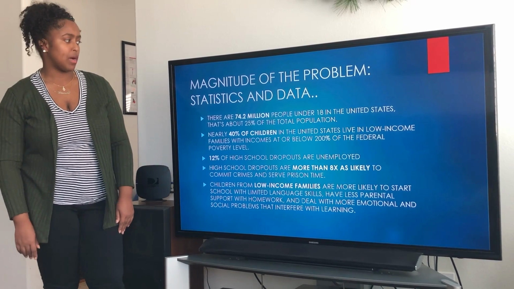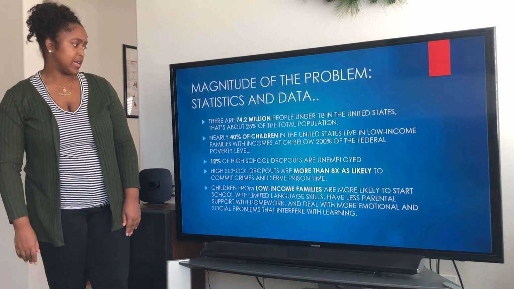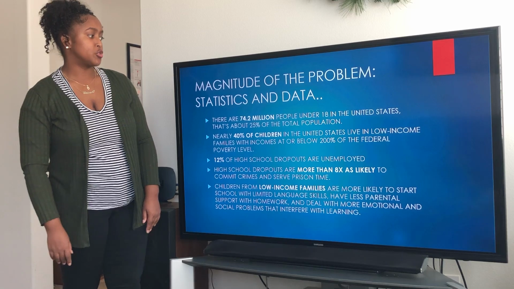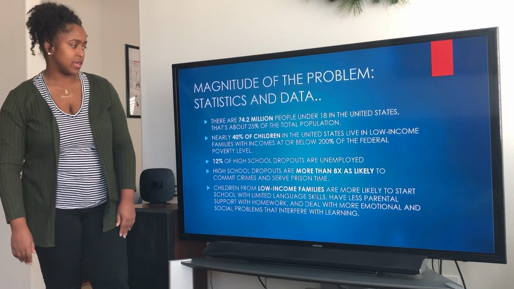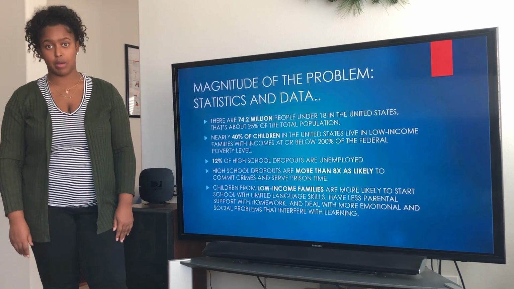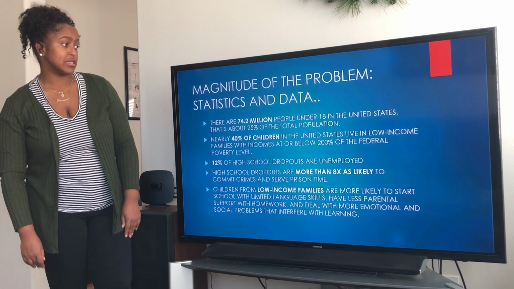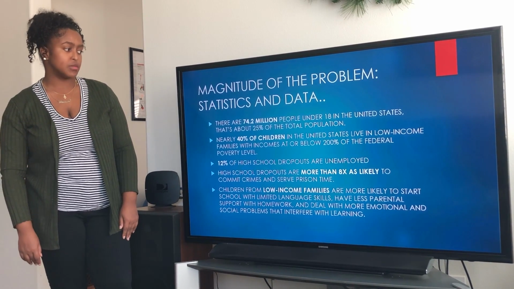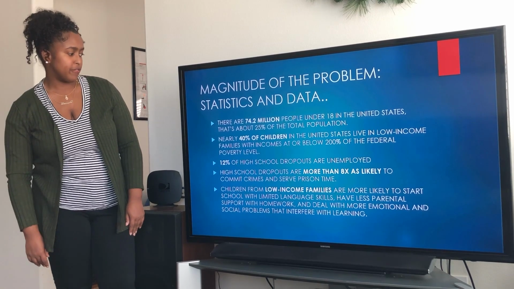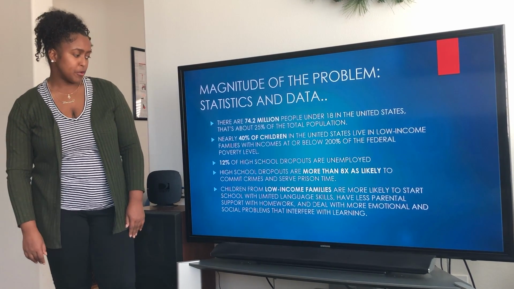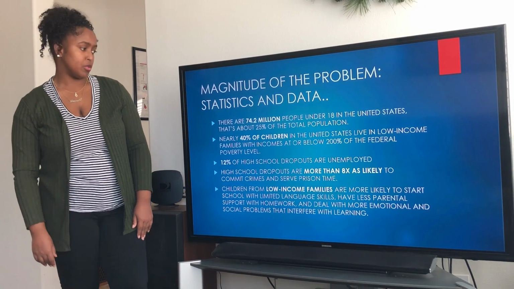The magnitude of the problem. Statistics and data. There are 74.2 million people under 18 in the United States. That's about 25% of the population. Nearly 40% of children in the United States live in low-income families with incomes at or below 200% of the federal poverty level. 12% of high school dropouts are unemployed.